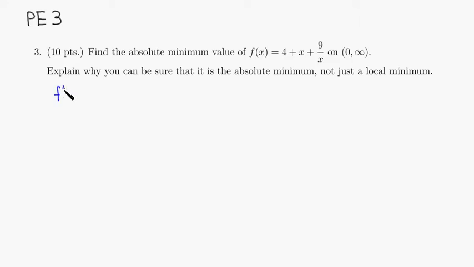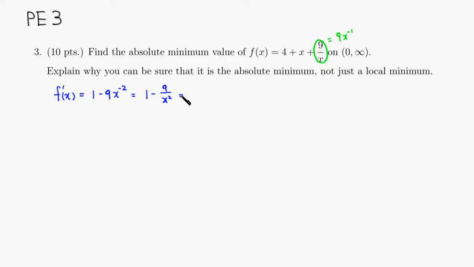So f prime of x is equal to: the derivative of 4 is 0, since it's a constant. The derivative of x is 1. And for the last term, I don't like the way it's written, so this is the same thing as 9 times x to the negative 1 power. So the derivative would be negative 9 x to the negative 2 power. So we can rewrite it as 1 minus 9 over x squared.